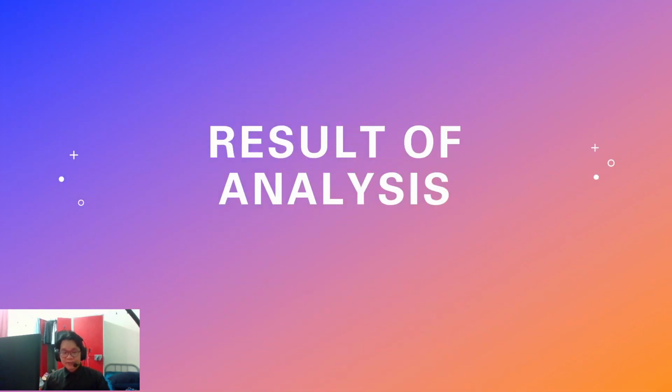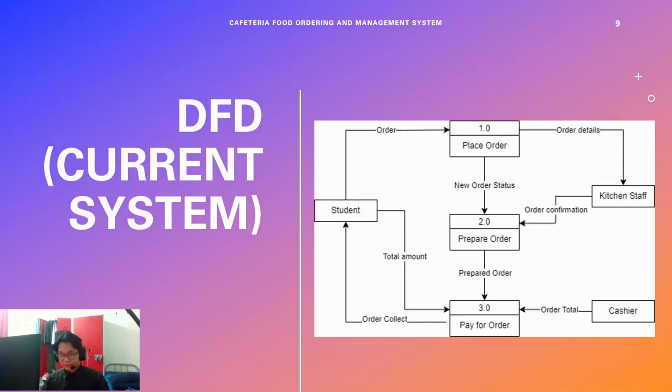For the results of my analysis, in the current system, you can see here that once the students place an order, the order details will be passed to the kitchen staff, and then the kitchen staff will confirm the order, and the preparation of the order is made. After that, once the order is done, the student will pay for the order, and the cashier will also be in charge of telling the student how much the amount of the order is.